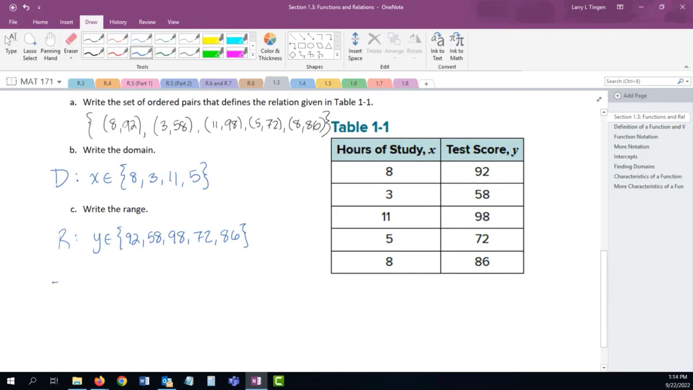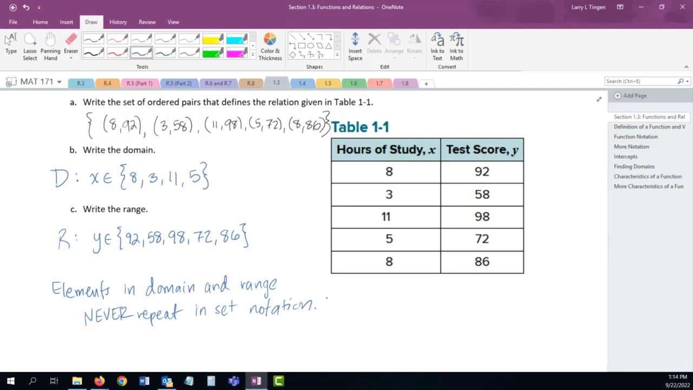But I'm over analyzing that for a second. Okay. And then what I said here is that elements, and this goes for both the domain and range, never repeat in set notation. And what I mean by that is the domain will never carry the same number twice. The range will never carry the same number twice. All right. So that's a relation.